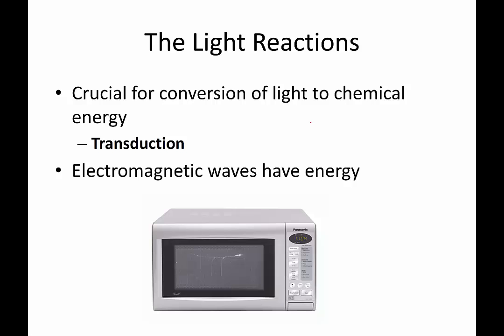So the process of actually converting light energy to chemical energy is called transduction. So we're transducing light energy to chemical energy. Essentially we're having an energy conversion here. And as you all probably know, electromagnetic waves, so waves like light, have energy. A good example of this is microwaves. As you know, a microwave releases microwaves and that heats up our food. So as you can see, electromagnetic waves have energy.